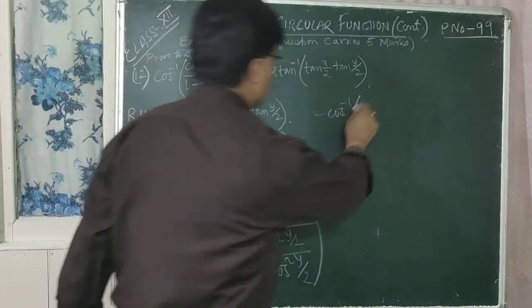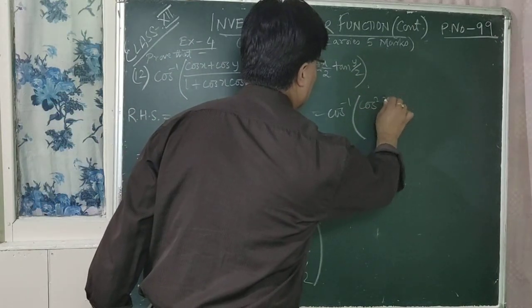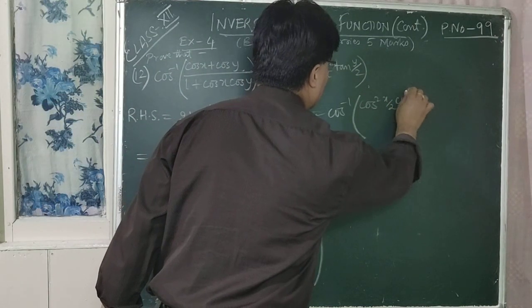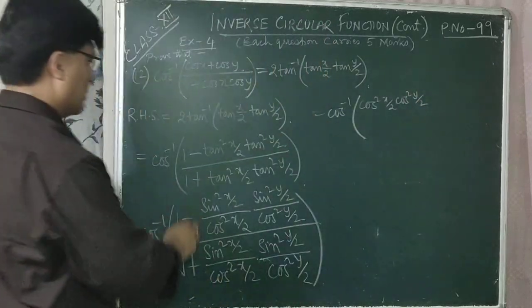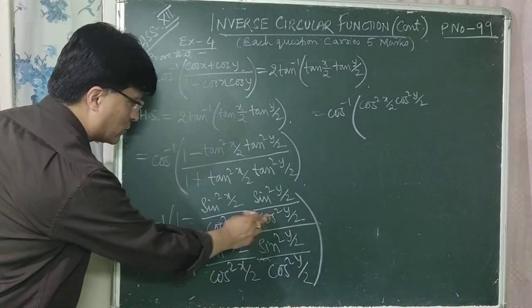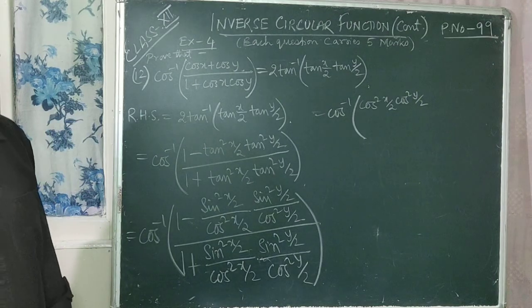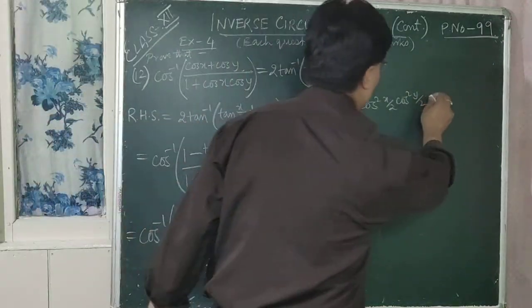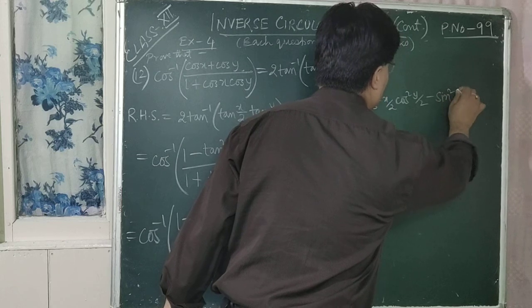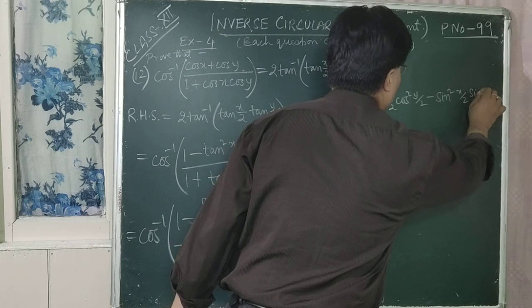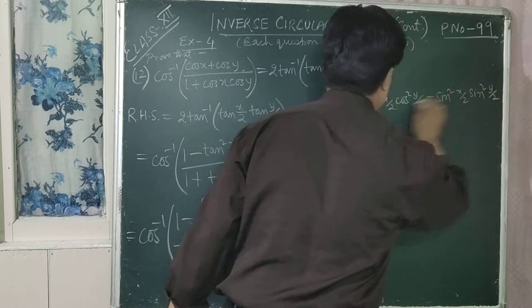Right. So let us simplify the numerator. Cos square x by 2 into cos square y by 2 into 1. So it is cos square x by 2 cos square y by 2 minus sin square x by 2 into sin square y by 2.